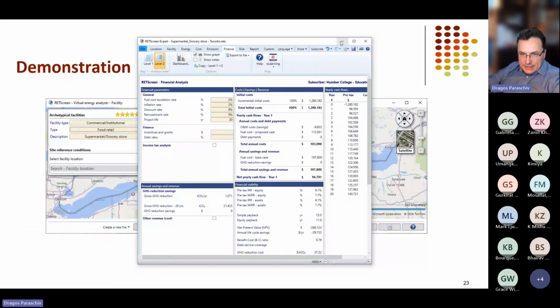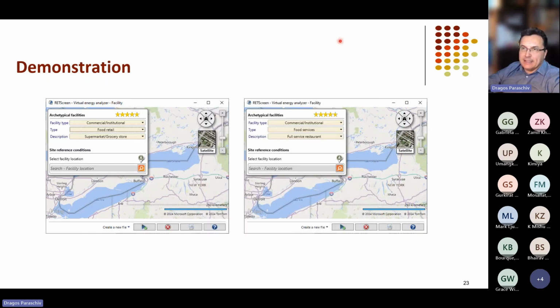So that was, at a glance, the second feature that I wanted to demonstrate, the archetypes. And yes, there are similar ones for various category of buildings, food services, restaurants, but also schools, office buildings, quite a large number of options in terms of selecting the building type.